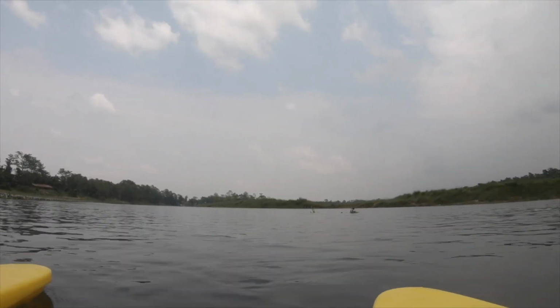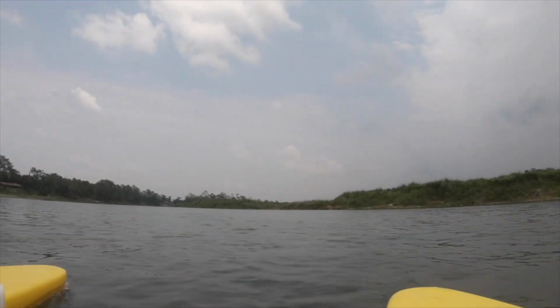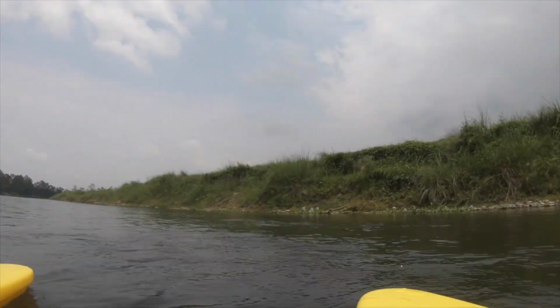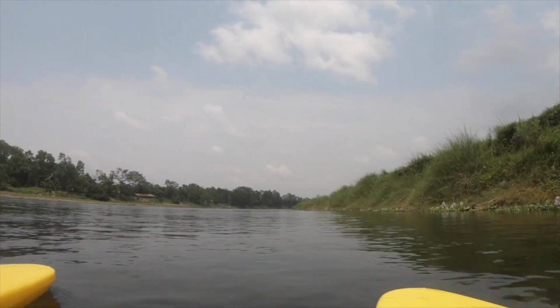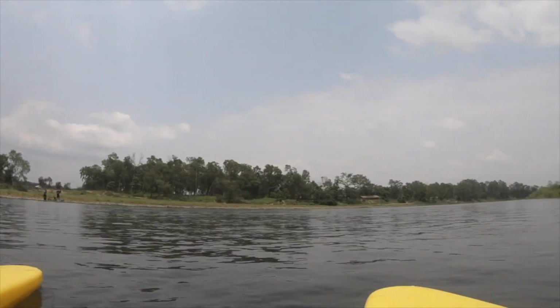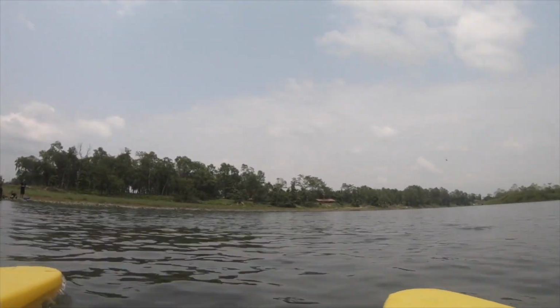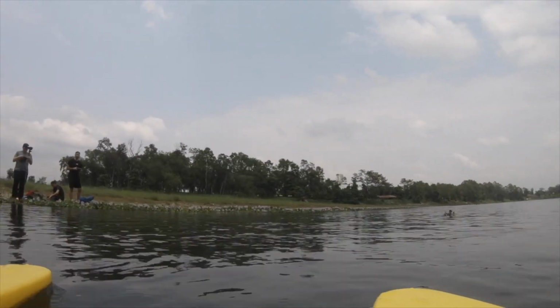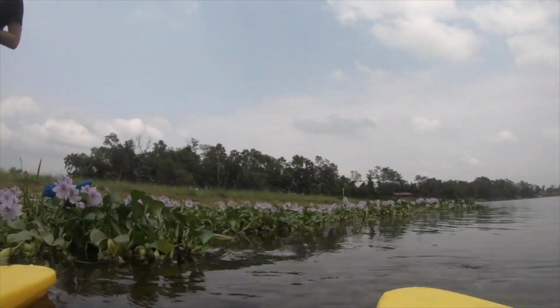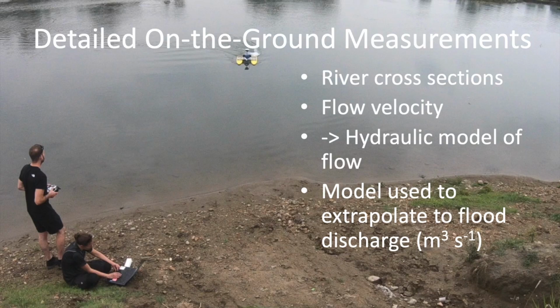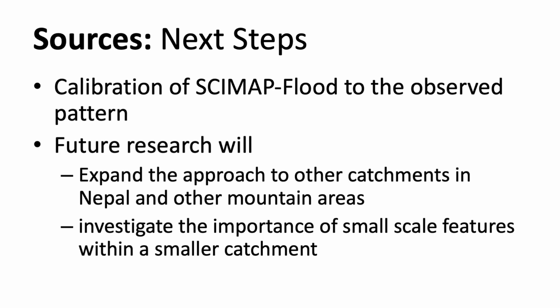What we can then do is actually start to work out what the peak discharge was for that event. Now then, using an approach called SCIMAP-Flood, what we're able to do is calibrate that initial map to these observations and back calculate what all the land cover parameters should be and get a more detailed and refined map. So as I said, the next steps with this is this calibration process. That's just what we're working through at the moment.